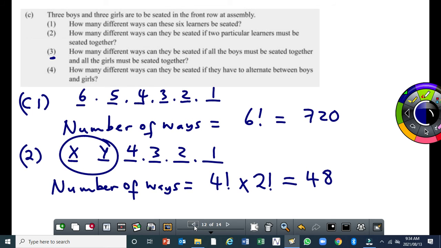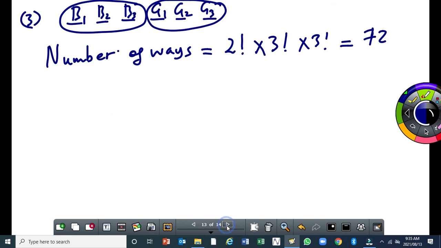Then the last one says, how many different ways can they be seated if they have to alternate between boys and girls? So you're going to have a boy, a girl, a boy, a girl, a boy, a girl. You can also start with a girl and then a boy and so on. So number 4, I'm going to have 1, 2, 3, 4, 5, 6. We can have a boy, a girl, a boy, a girl, a boy, and then a girl.